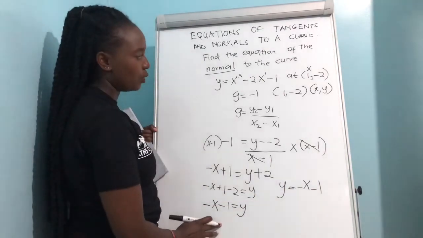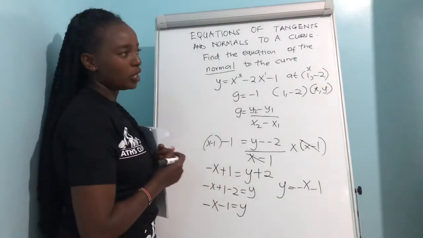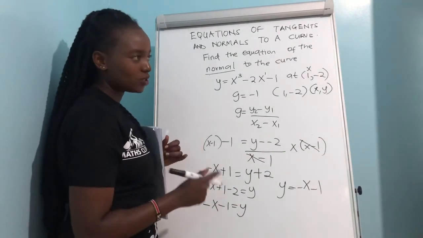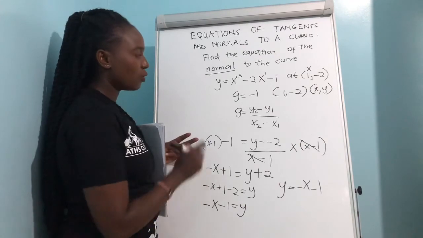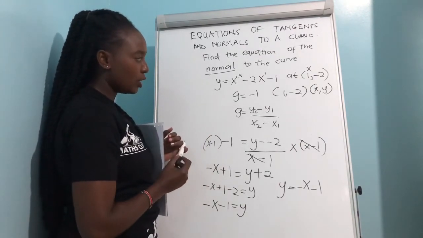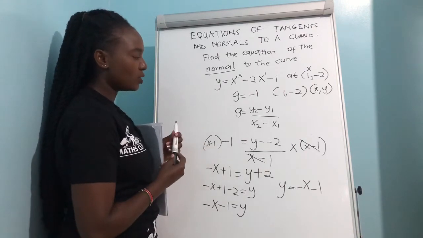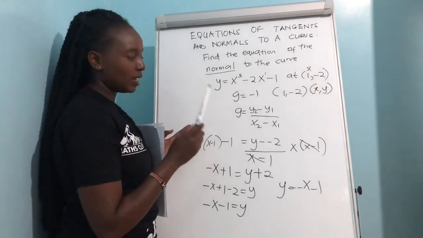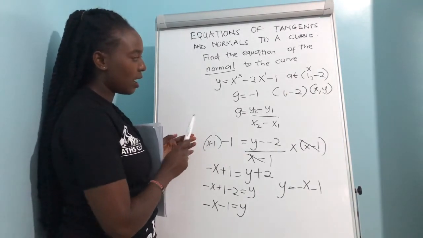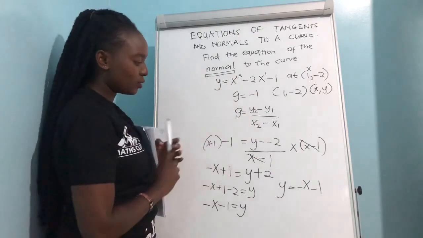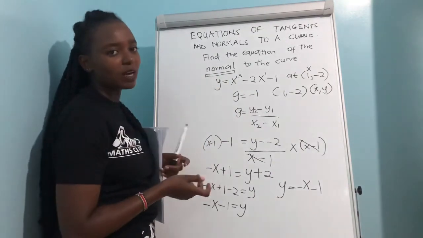So this is how we do it. Today we've looked at these two examples. We've seen the equation of the tangent to the curve, and we've seen the equation of the normal. The difference is, for the normal, remember they are perpendicular, so once you get the gradient, you have to use the negative reciprocal in order to get the gradient for the normal. That is what we've learned today.